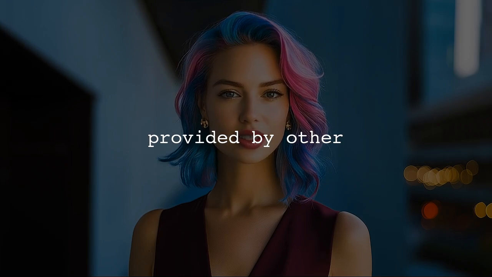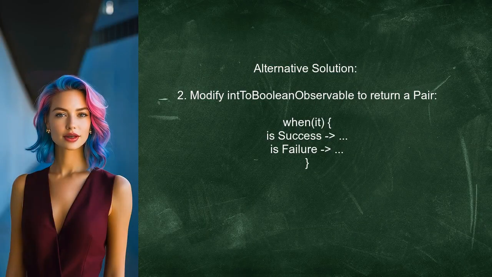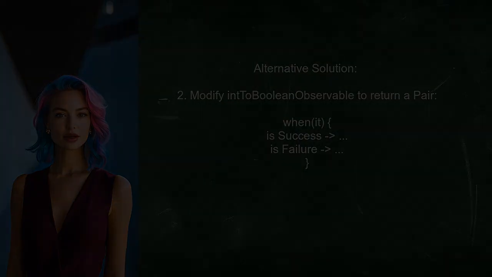Now let's look at the answers provided by other users. One alternative approach is to create a custom operator for flatMap. This operator allows you to combine two observables into a pair without needing to declare variables explicitly. Another suggestion is to modify the intToBooleanObservable function to return a pair or a custom type, which can make the code more explicit and easier to understand.